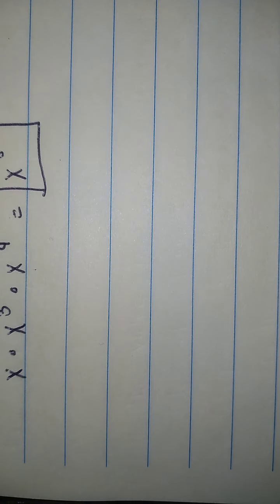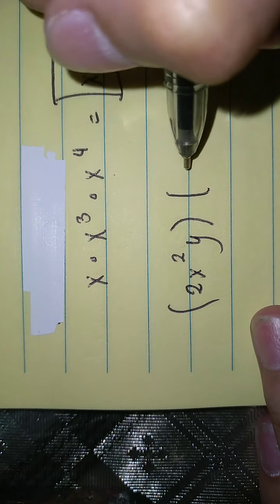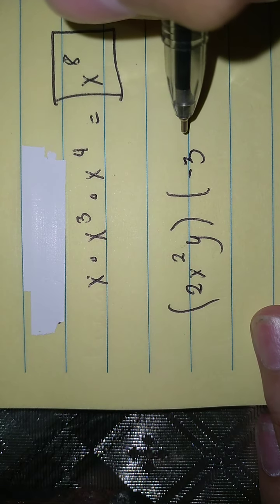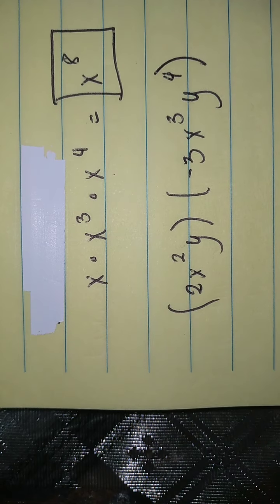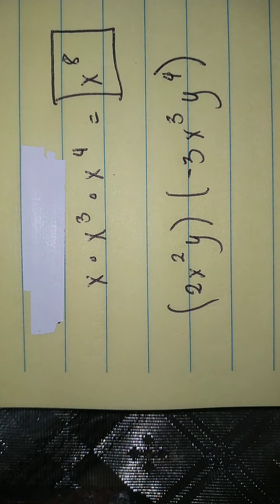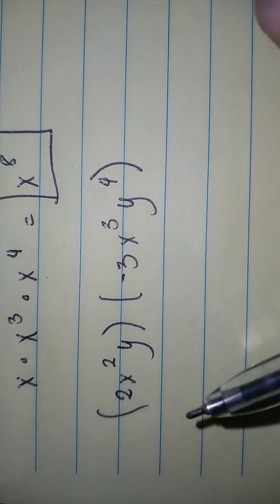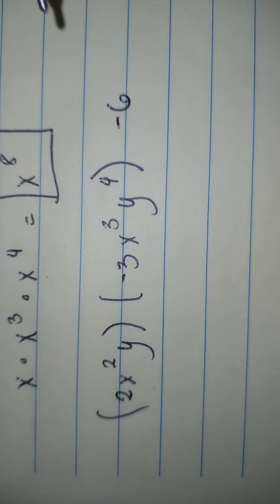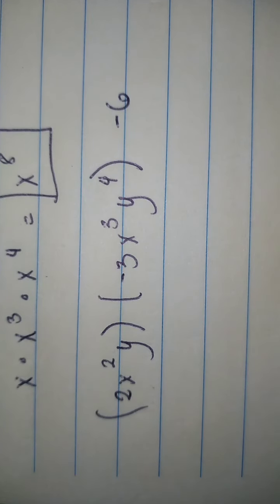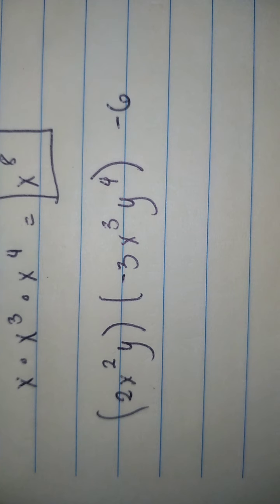Another example, we have 2x squared y times negative 3x cubed y to the 4. So 2 times negative 3 is equal to negative 6. Since the variables given have the same base, we will just add their exponents.